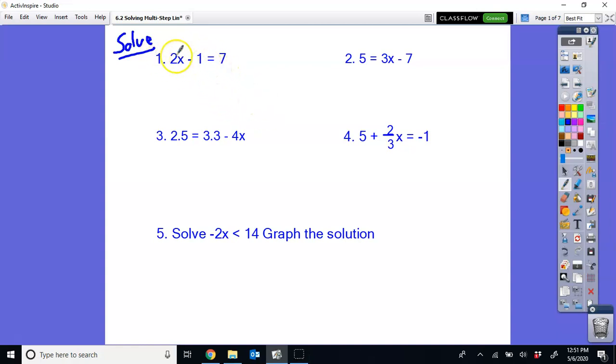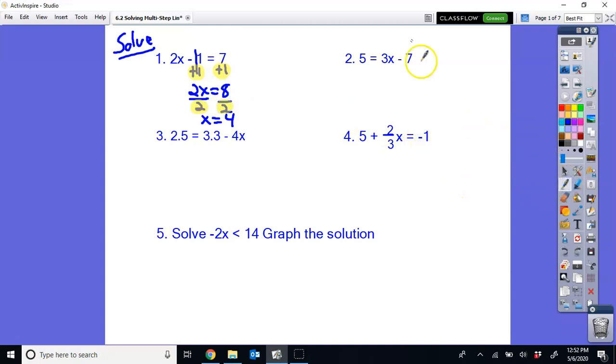So on the first one, to get x, I'm going to add 1 to this side to get rid of the minus 1, it cancels out. 7 plus 1 is 8. Then I'm going to divide by 2 on both sides. x is equal to 4. Again, I'll remind you something that we've talked about all year long when we've been solving: what you do to one side, you got to do to the other.